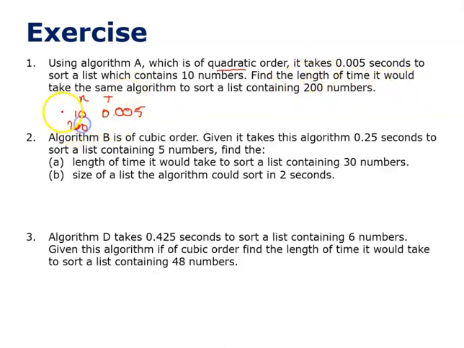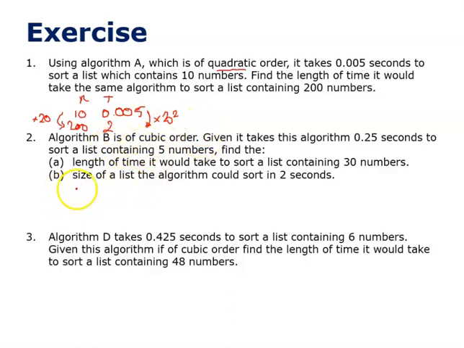So very quickly you say, well, that's been times by 20. And if that's the case, what is it? It's quadratic order. Oh, that's just going to be times by 20 squared then. Again, you look at quadratic, you think 20 squared. So 20 squared is 400 times by that 0.005. And that just gives me 2 seconds to do that.